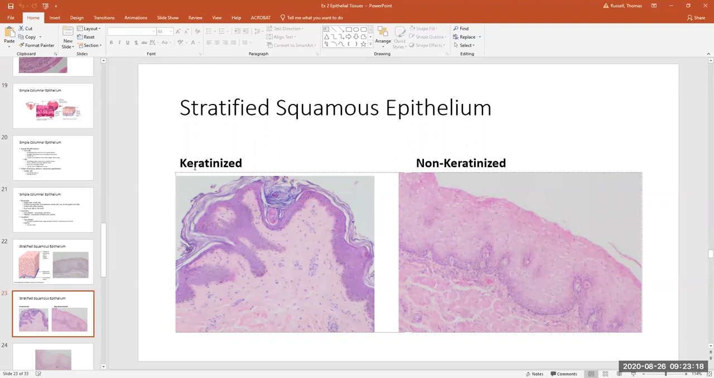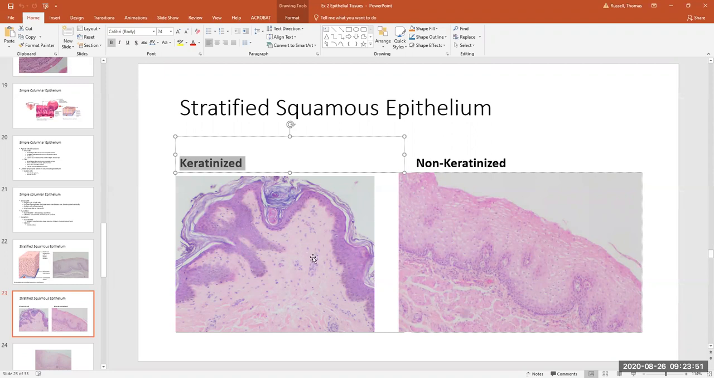Keratinized stratified squamous is the type of tissue that lines the surface of your skin. And it's called keratinized because the cells at the very surface are all dead. So up here, it almost looks like little fibers. These are layers of dead squamous cells at the very top.